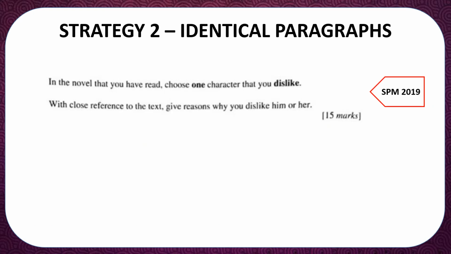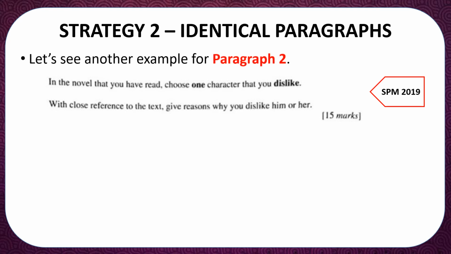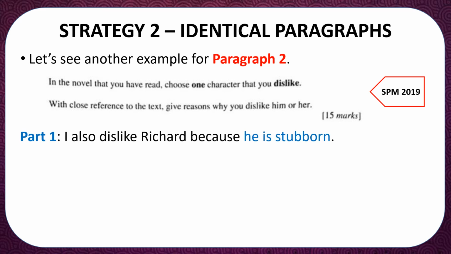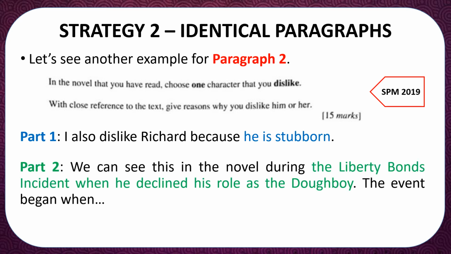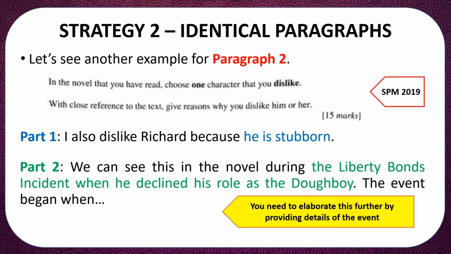So earlier, we talked about Richard being selfish. Now, in the second paragraph, we will talk about Richard being stubborn. So let's see. For part 1, I also dislike Richard because he is stubborn. And then you need to give elaborations. We can see this in the novel during the Liberty Bonds incident when he declined his role as the doughboy. The event began when, blah blah blah. You need to elaborate this further by providing details of the event as we have done in paragraph 1 earlier.